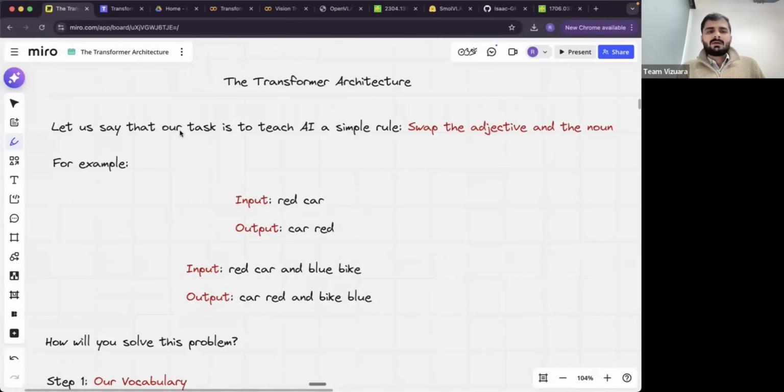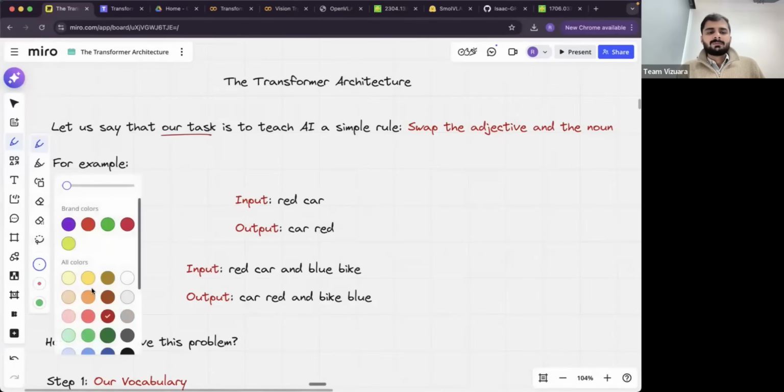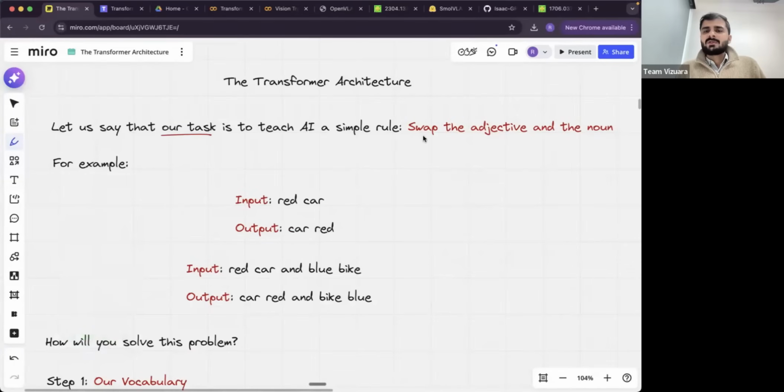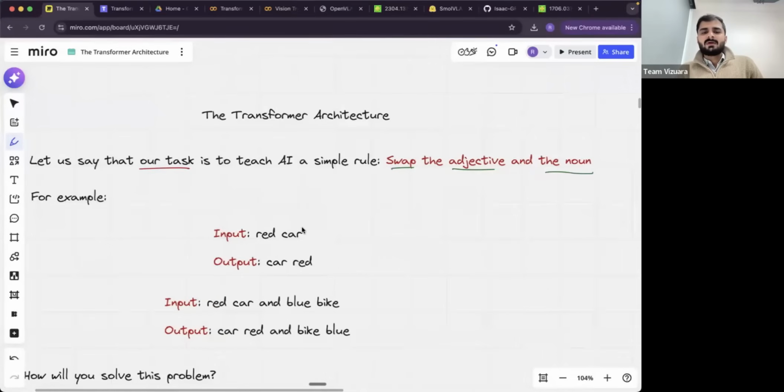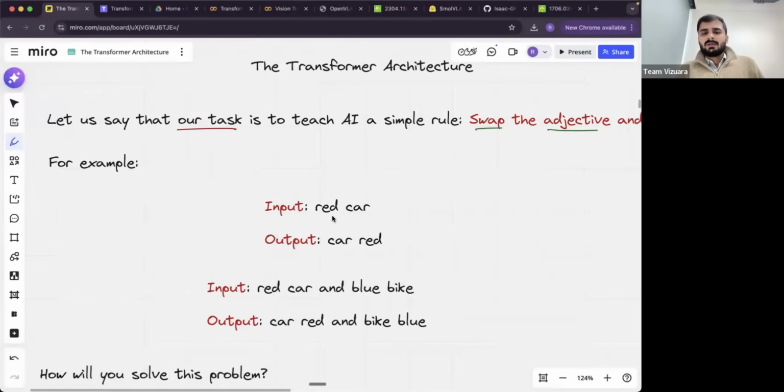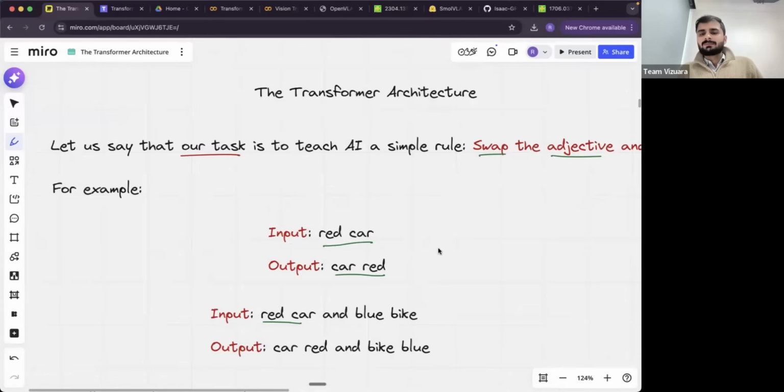Okay, so let's say that our task is to teach AI a simple rule. We want to create a system which swaps the adjective and the noun, which means that if I give red car as the input, as an output, I should get car red. If I write red car and blue bike as the input, as an output, I should get car red and bike blue. So this is the task that we have in our hand.